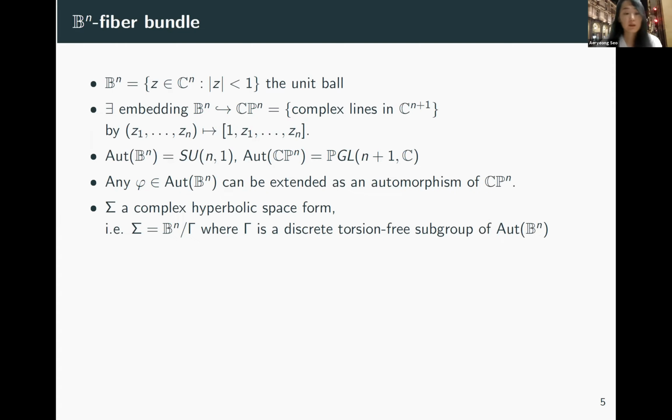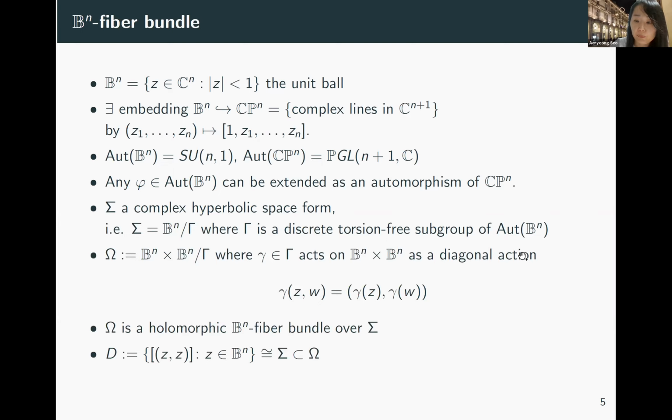So now we are going to consider a complex hyperbolic space form, that is, sigma is the ball Bn quotient by gamma, where this gamma is a discrete torsion-free subgroup of the automorphism group. And then we are going to define this omega to be the quotient of Bn times Bn with respect to the diagonal action given by this. Then this omega is a holomorphic Bn fiber bundle over a complex hyperbolic space. So inside of this omega, there is a compact complex submanifold, which is biholomorphic to sigma. And actually, it is the diagonal of Bn times Bn.